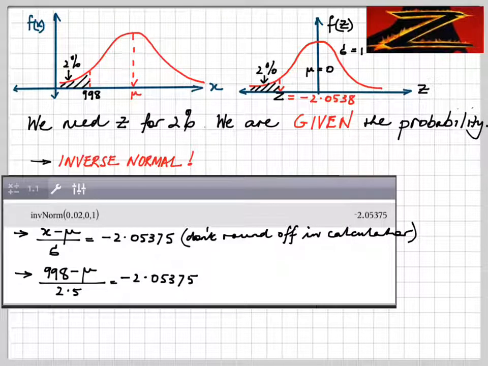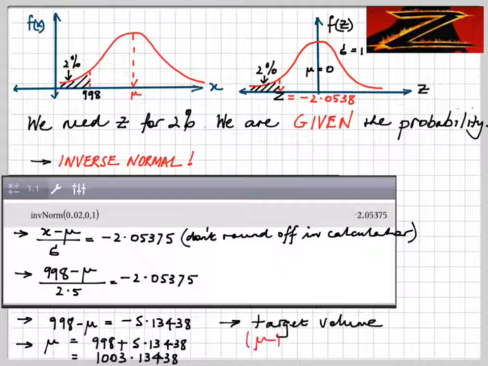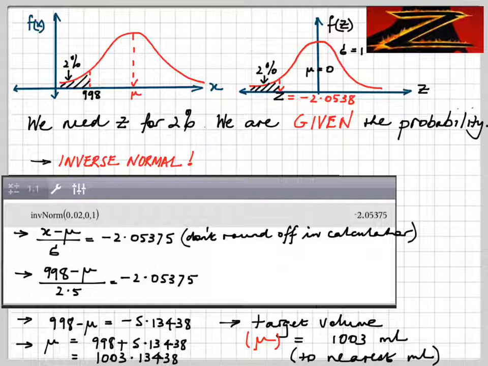Plug in the values now. 998 is the value of x, mu we don't know, and sigma we're told is 2.5. You see, we've only got one unknown now. It's just child's play from now on. So, there we go. I've multiplied by 2.5 both sides, and I've got that. Now all I've got to do is a bit of fiddling, and we've got mu. There it goes. And it looks to me like 1003.13438. That's right. So that has got to be our target volume. Ladies and gentlemen, to the nearest mil would be 1003.